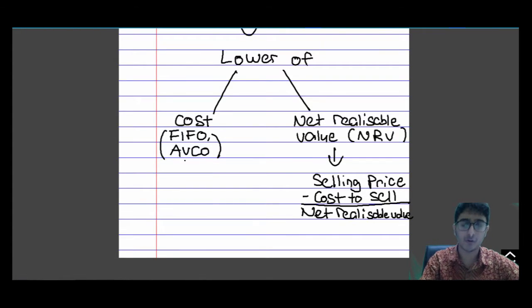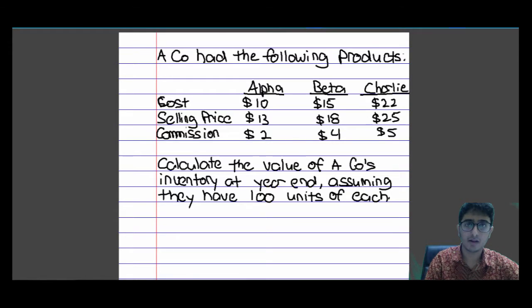Okay, let's try to do an example to make things more clear. Now, ACO had the following products. 3 products, each individually named Alpha, Beta, and Charlie. Now, the cost of Alpha is $10, the selling price of Alpha is $13, and to sell he has to pay a commission of $2.